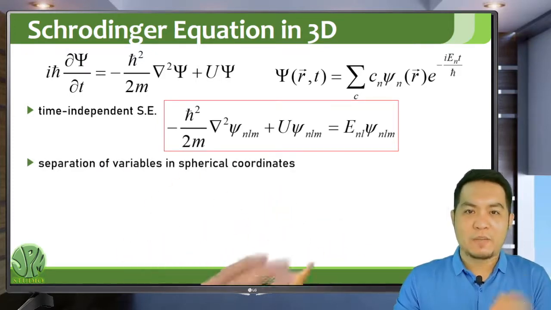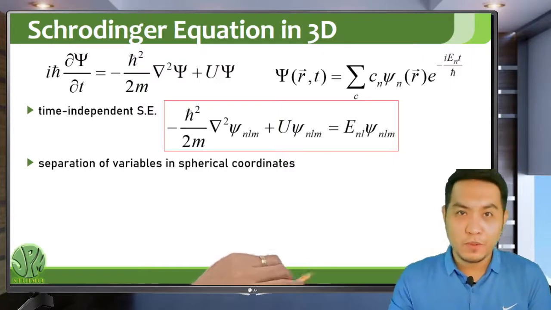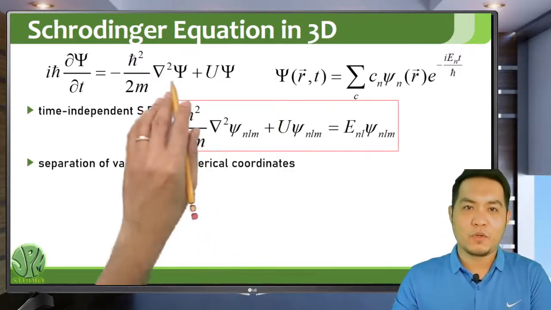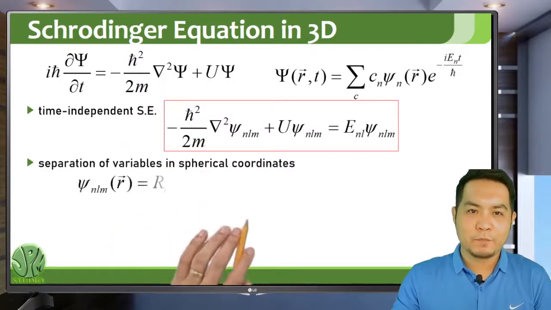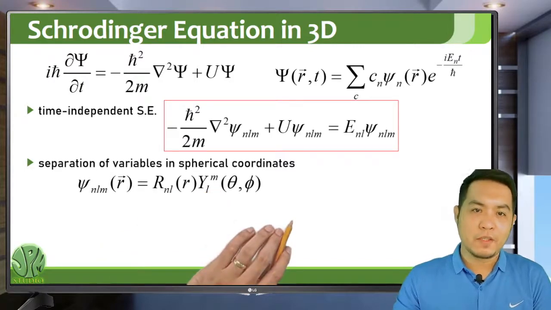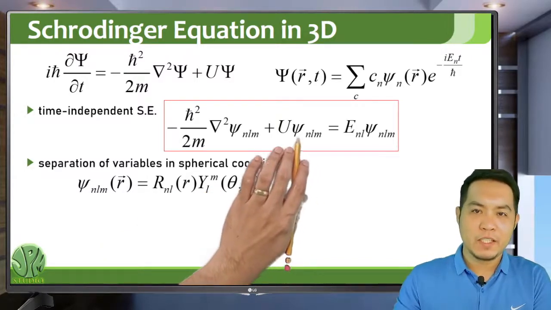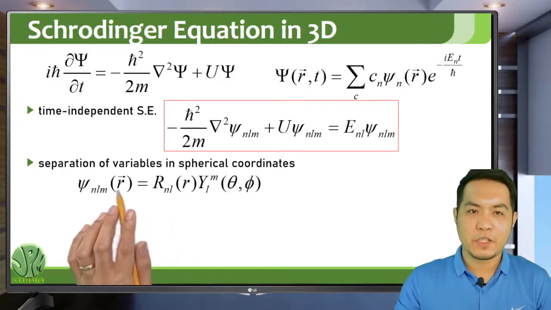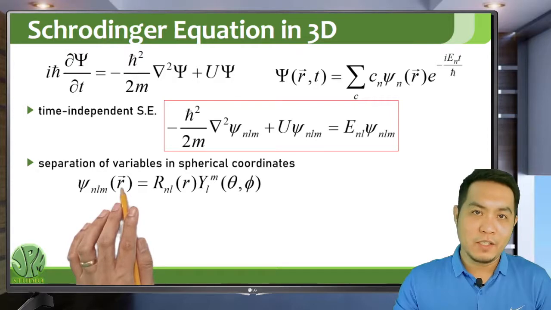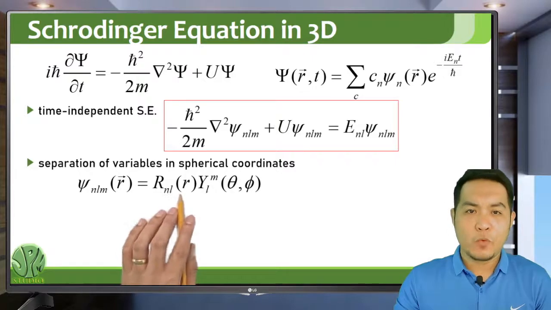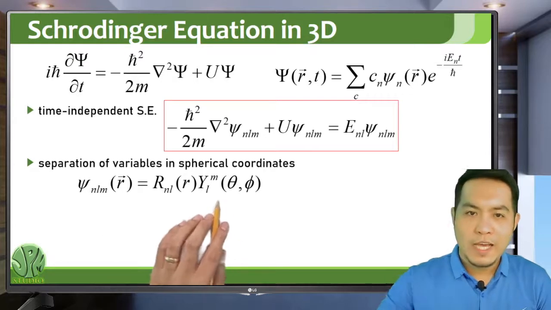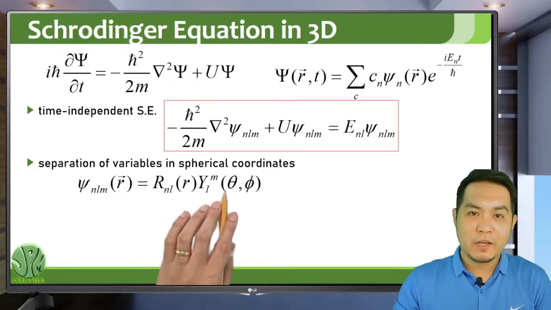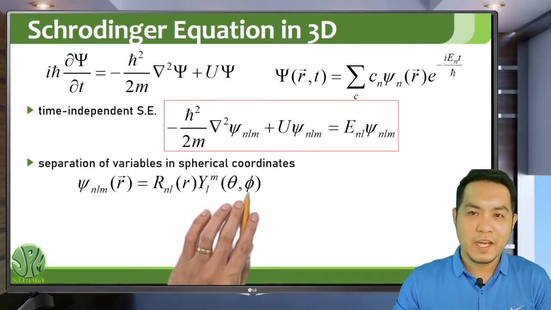So since the atom has a spherical symmetry, we are forced to use spherical coordinates here. So we use the spherical coordinate version for the Laplacian, and we use separation of variables. So we separate psi here, our time-independent wave function, which is a function of the position vector r, and in spherical coordinates, this is r, theta, and phi. And we separate it into the radial part and the angular part. So the angular part is composed of the angle theta and the angle phi.